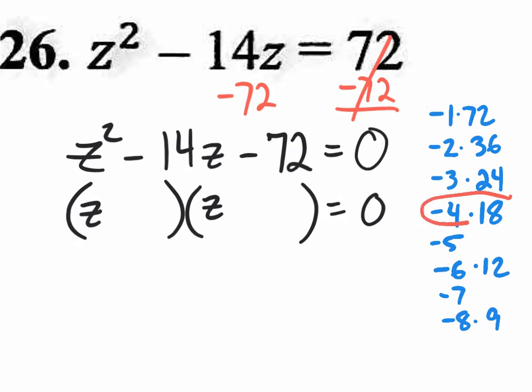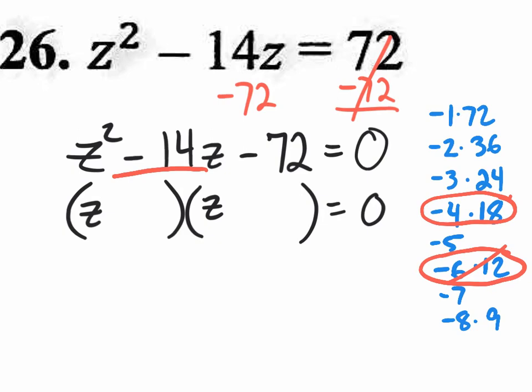Negative 4 and 18. Why can't it be this guy? Because that would give you 6, not negative 14, right? Okay, so it depends. If you want, you could pick all of them and test them each, and you'll see that the only one that works is negative 4 plus 18. But we don't want a positive 14, we want a negative 14. So we have the right numbers, we just have the wrong signs.